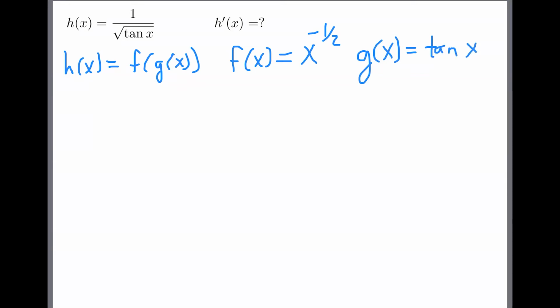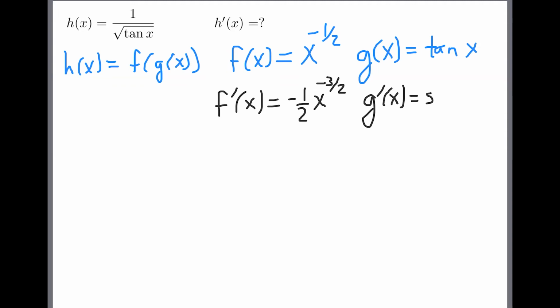So again, we need to know both f prime and g prime in order to get our answer, so I'm just going to do that right away. So what's f prime? F prime is going to be minus 1/2 times x to the minus 3/2. So that's going to be minus 1/2 times x to the minus 1/2 minus 1. And then, of course, g prime is going to be secant squared of x. Okay. So what do we do with this stuff?